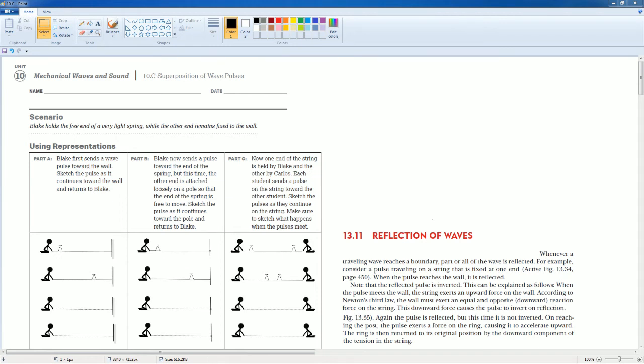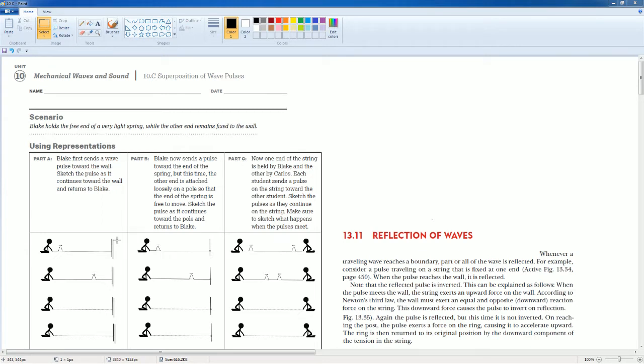This is Unit 10, Mechanical Waves and Sound. This section is 10.c, Superposition of the Wave Pulse. Here's the scenario. Blake holds the free end of a very light spring while the other end remains fixed to the wall. You're going to use the different representation for the different scenarios.